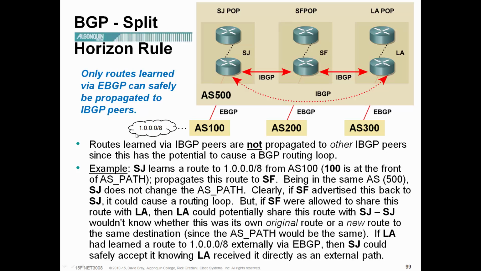Before I look at this example, let me quickly talk about what we've got here. I've got AS500, with a number of routers, but the routers at the edge are SJ or San Jose, San Francisco, and LA. How do we know this is a Cisco example, right? In addition to AS500, we've got three other ASs shown here, AS100, 200, and 300. This example shows that AS100, and I don't show the router there, is peered to SJ in AS500.